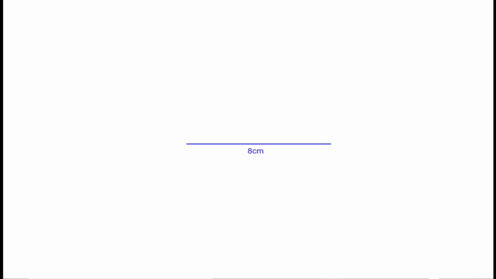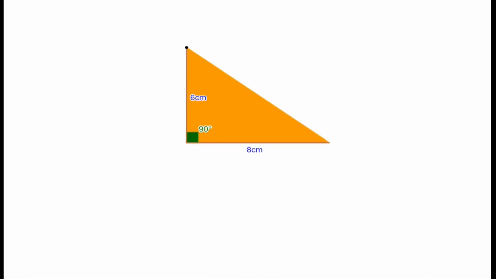So B into H is 48. If you take the base as 8, 8 into 6 is 48. So the height should be 6. For our triangle, the sides should be 8 and 6. So we can draw one and only one triangle. Take the base as 8, take 90 degrees and take 6 centimeters. Now join it. We'll get the required triangle. Here the height is 6, which is one side of the triangle. So we can draw only one such triangle, which is a right angled triangle.